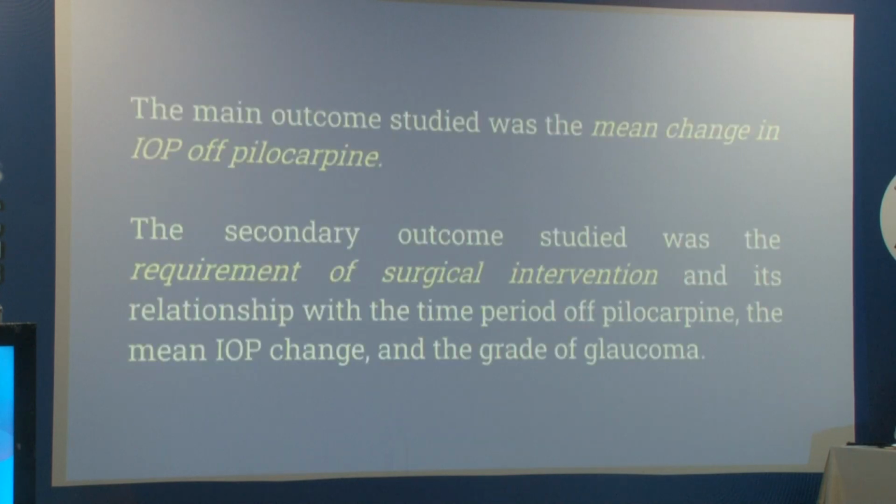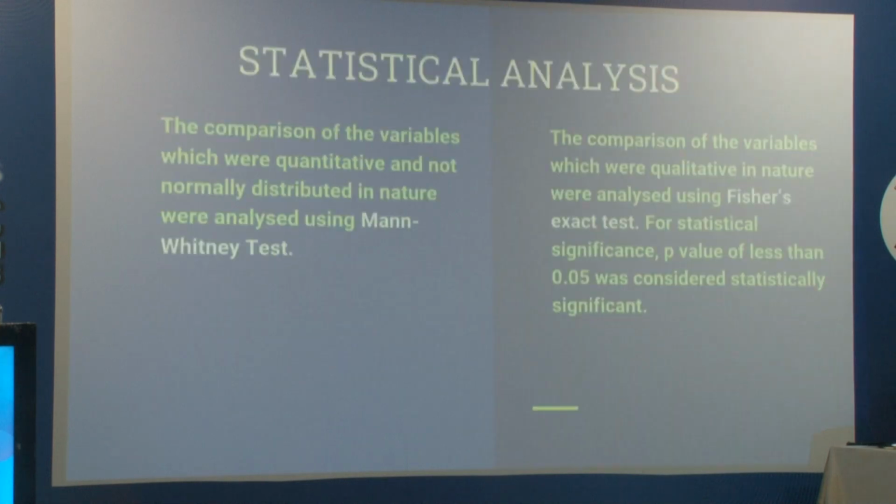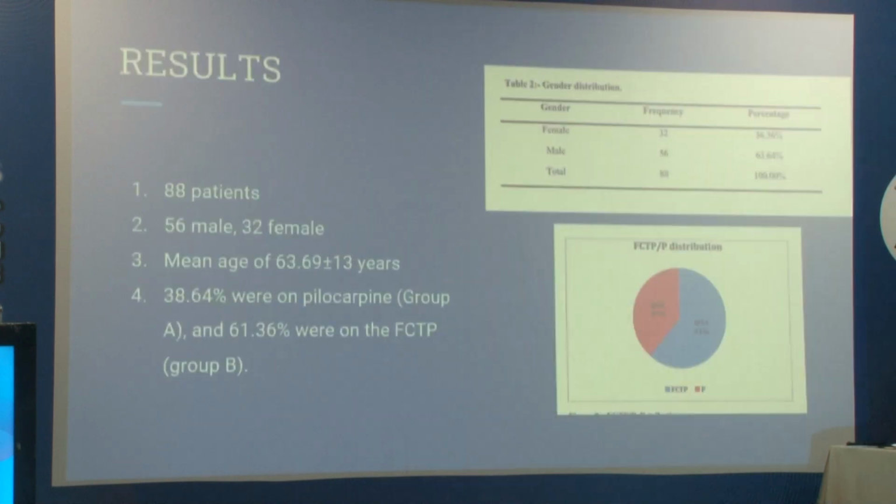So the main outcome that was studied was the mean change in IOP off pilocarpine, and the other outcome was the requirement of surgical intervention. And if so, the relationship with the time period of pilocarpine, the mean IOP change, and the grade of glaucoma. The statistical analysis was done as indicated.